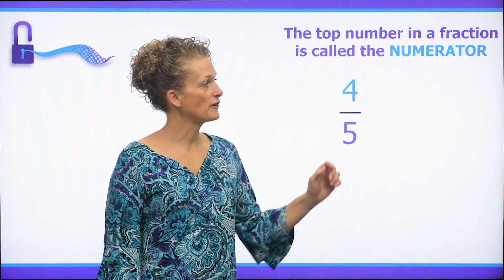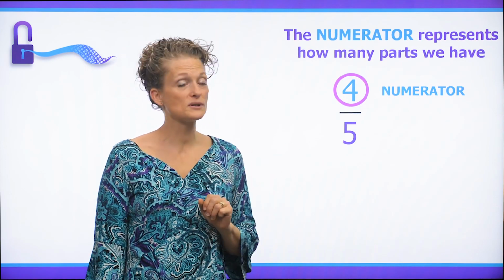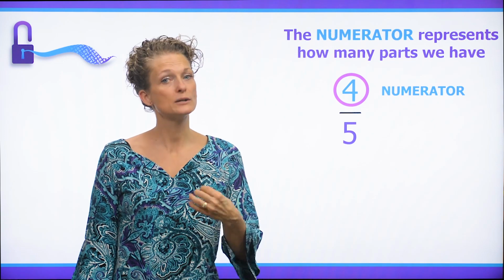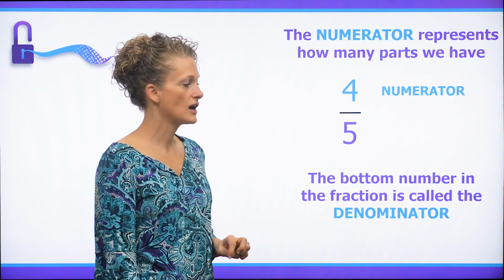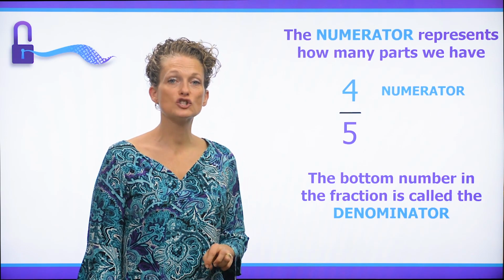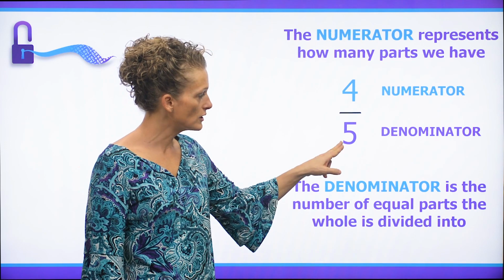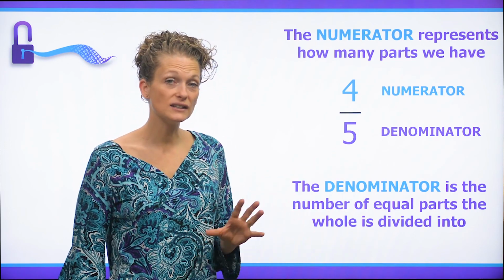Now the top number in a fraction has a special name. You know mathematicians and their special names. It is called the numerator. The numerator represents how many parts we have, and again, that number can change depending on the question and the situation. The bottom number of the fraction is called the denominator. The denominator is the number of equal parts that the whole is divided into.